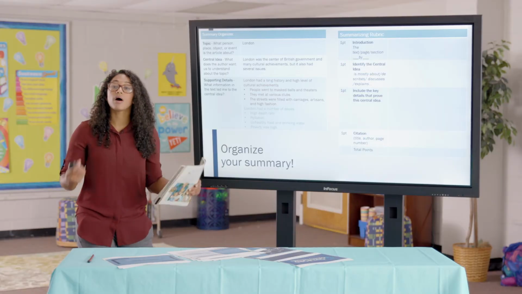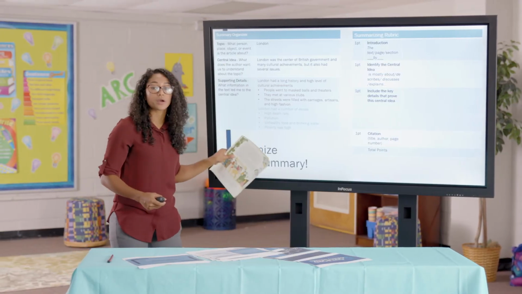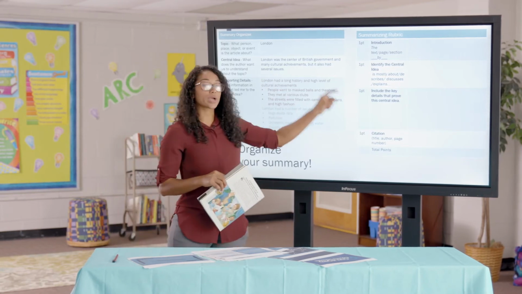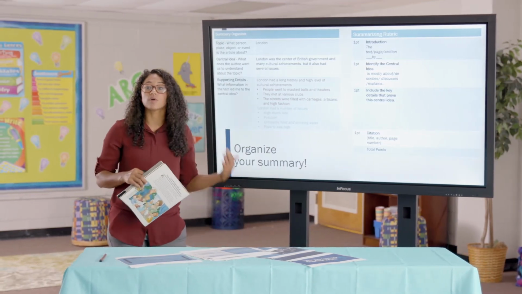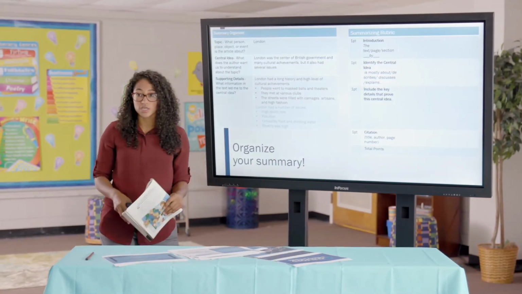Take a second, pause the video, and use the information from our graphic organizer to organize your summary, and then go ahead and write out your summary with your citation at the end.